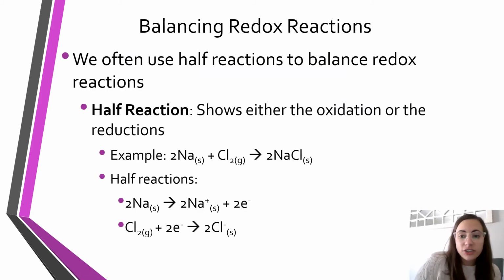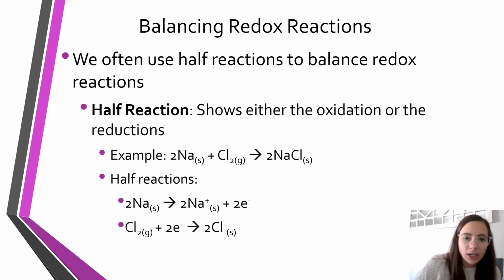Okay, guys, so now we're going to talk about balancing redox reactions. And sometimes it's super simple. It's as much as just balancing a normal reaction where we put our coefficients to make sure that there's the same number of every element in the reactants as there is in the products. But sometimes it gets more complicated than that, and we have to use a method that includes half reactions.